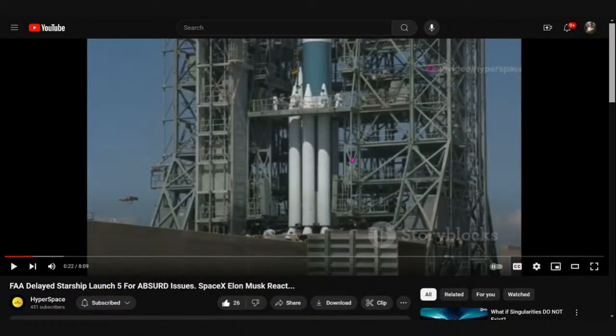They're talking about Starship 5 and they're showing, I think, the Indian ship. This is the Indian ship.